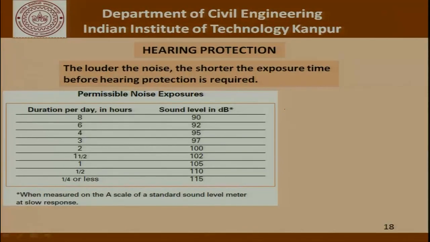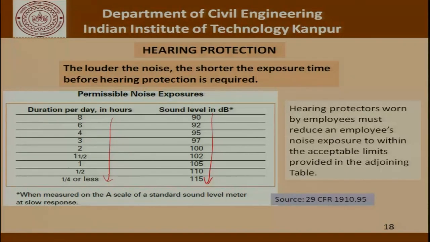Here is the permissible noise exposure and durations in hours and the sound level in decibels. As the sound level in decibels increases, the duration per day in hours which you can be exposed to reduces. So that is something which we need to keep in mind, and beyond this point we need to provide appropriate hearing protection. And hearing protectors worn by employees must reduce an employee's noise exposure to within acceptable limits provided in this table. So that is how we evaluate functional performance of hearing protection.